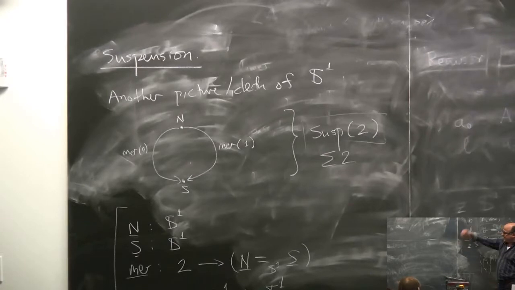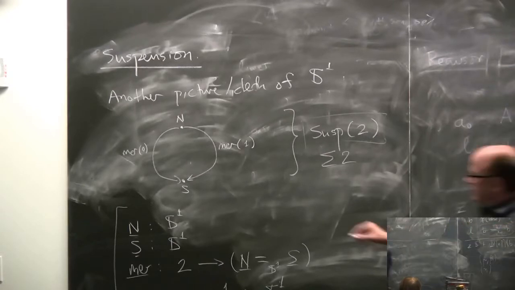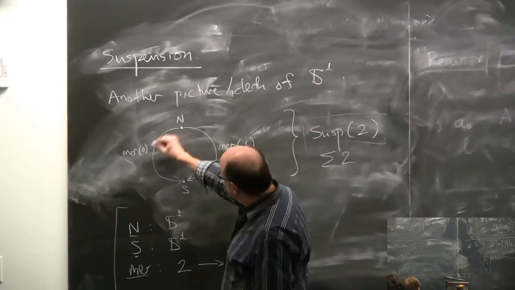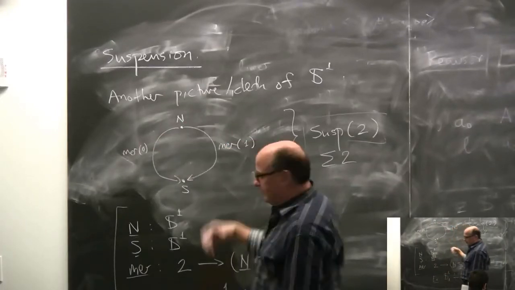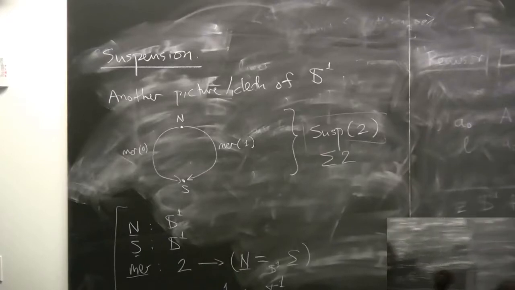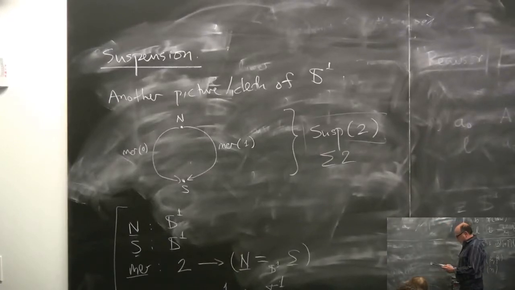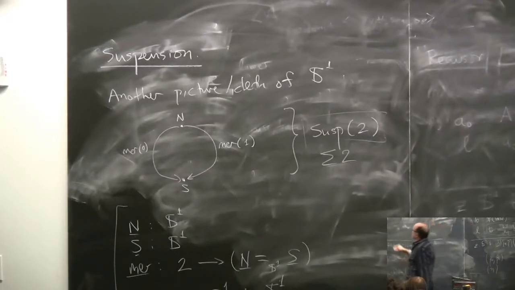So that's the same as just having a loop. You can kind of feel it, of course, because if I go, let's say here and then backward, that determines a loop at north, right? And you can work from there as to what's going to happen. Okay, but now let's look more generally at the notion of suspension.